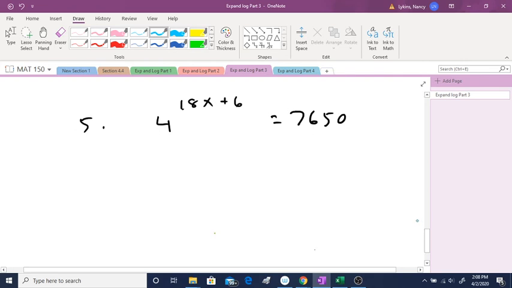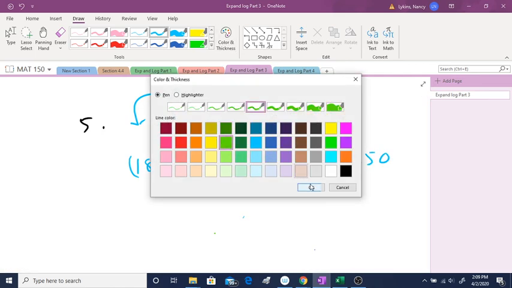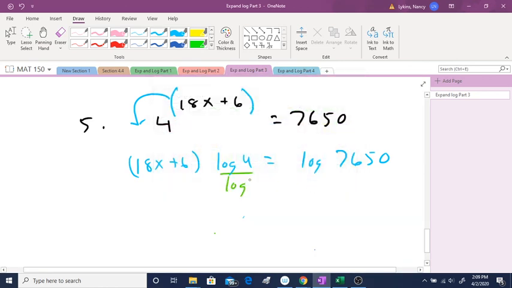Finally, I'm giving us one that's a little bit more complicated because I'm throwing in 18x plus 6. I'm not just throwing in an x. I'm going to add some things to this. But what I want you to do is put parentheses around the exponent, and I'm going to bring it down, just like I have been before. That makes it, 18x plus 6 times log 4 equals log 7650. Next step, divide by log 4, divide by log 4.